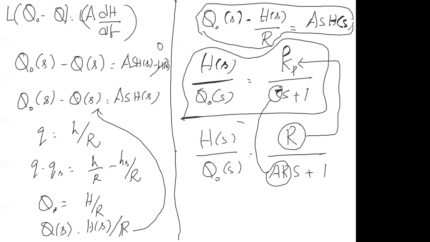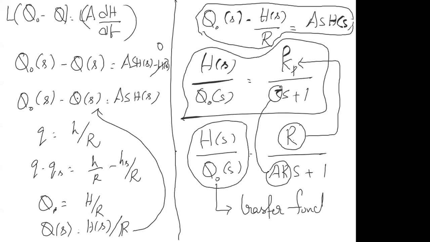What do you call this H of S by Q naught of S? What do you call this form? This is what you call a transfer function. In the PDC terminology, you will call it a transfer function. What is a transfer function? This is nothing but a dynamic model translated into Laplace space.